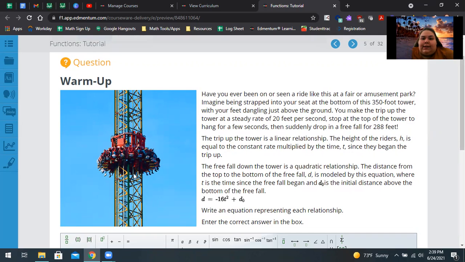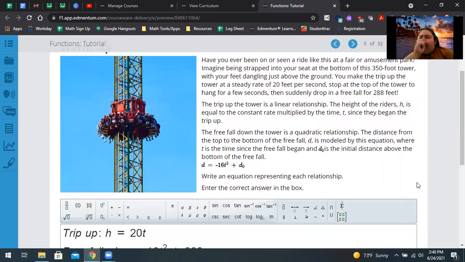It says, imagine you're being strapped into your seat at the bottom of this 350-foot tower with your feet dangling just above the ground. You make the trip up the tower at a steady rate of 20 feet per second. Stop at the top of the tower to hang for a few seconds, and then suddenly drop a free fall of 288 feet. The trip up the tower, excuse me, is a linear relationship.